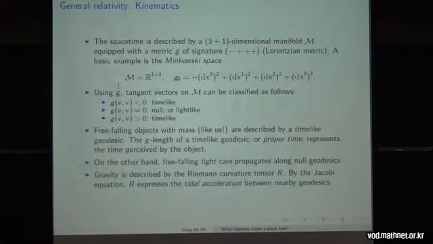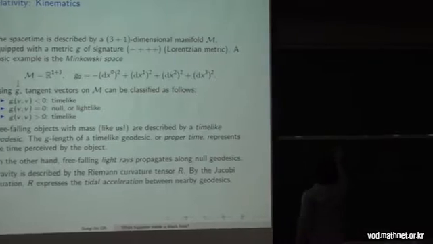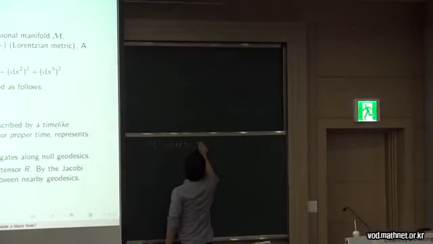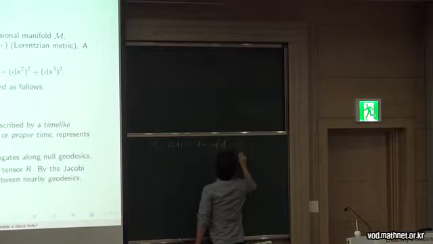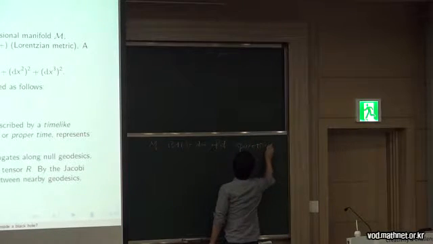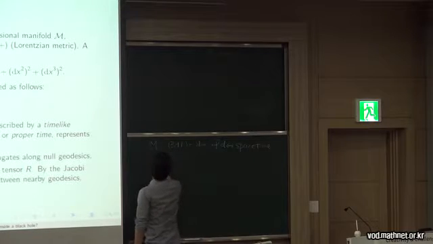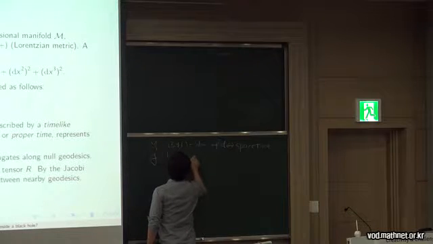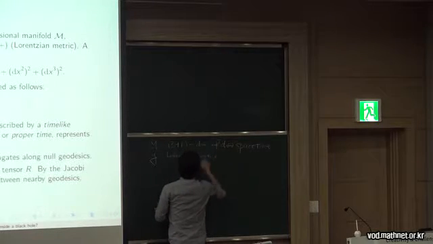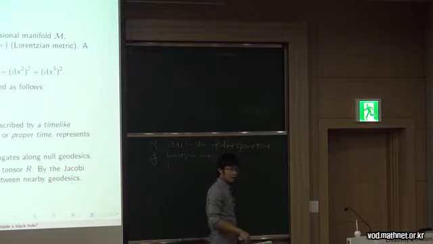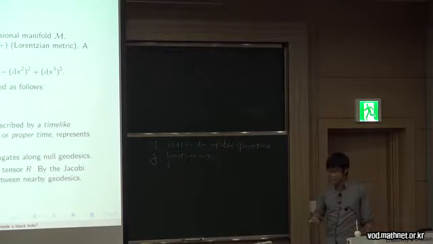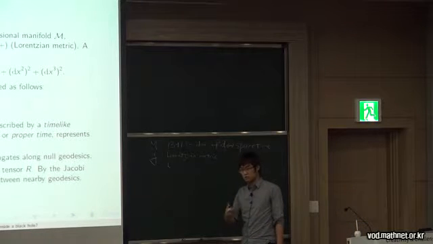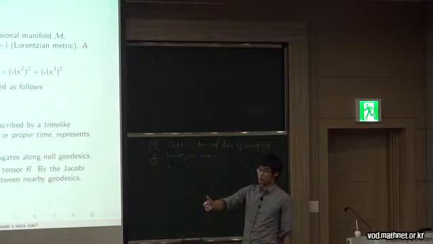So in general relativity, the space-time is described by a 3+1 dimensional, or 4-dimensional, manifold, which is equipped with what's called a Lorentzian metric. Which is analogous to a Riemannian metric, except that when restricted to each tangent space, the signature of this metric is minus plus plus plus, instead of the all plus, which is the case of a Riemannian metric. Okay?